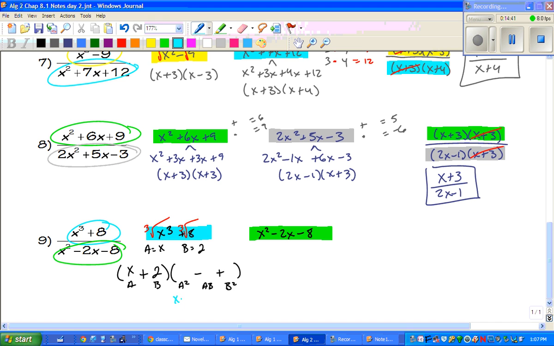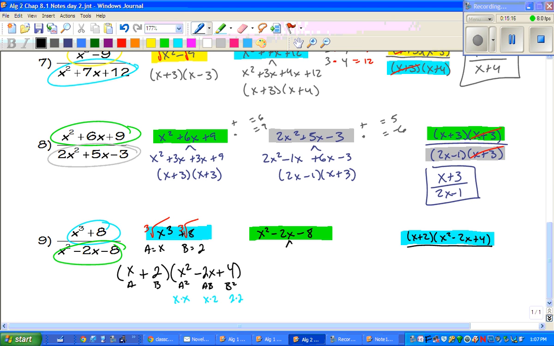So now, x times x, well, that gives us x squared. x times 2, that gives us 2x. And then 2 times 2, that gives us 4. Okay, so our numerator, the top, is x plus 2, x squared minus 2x plus 4.